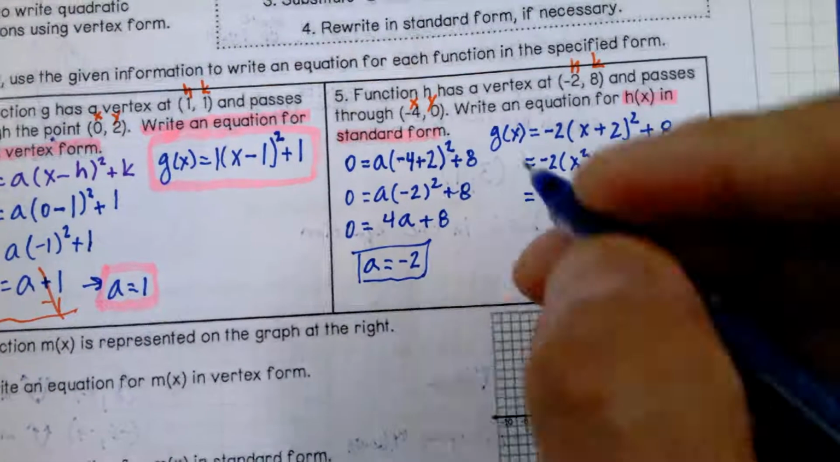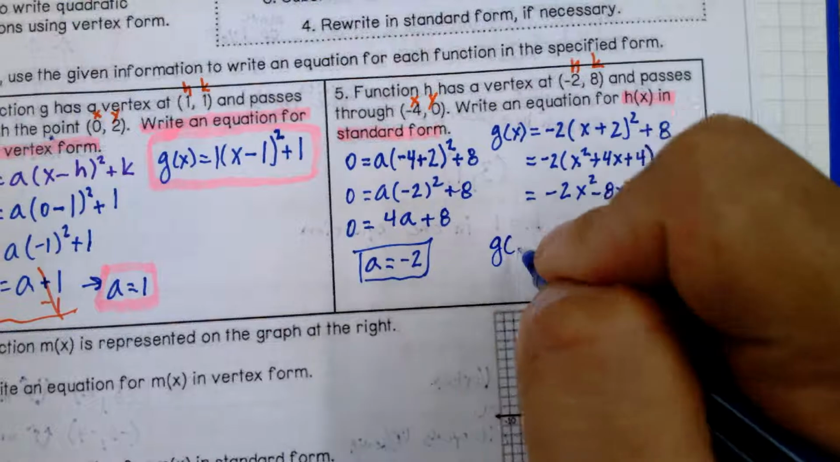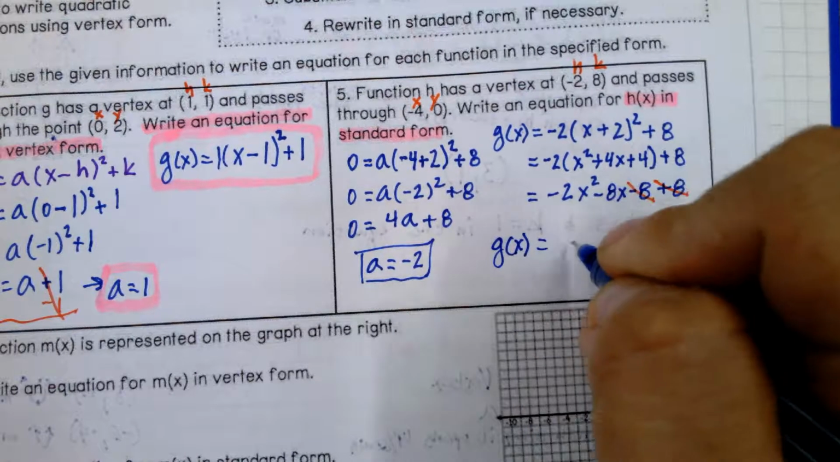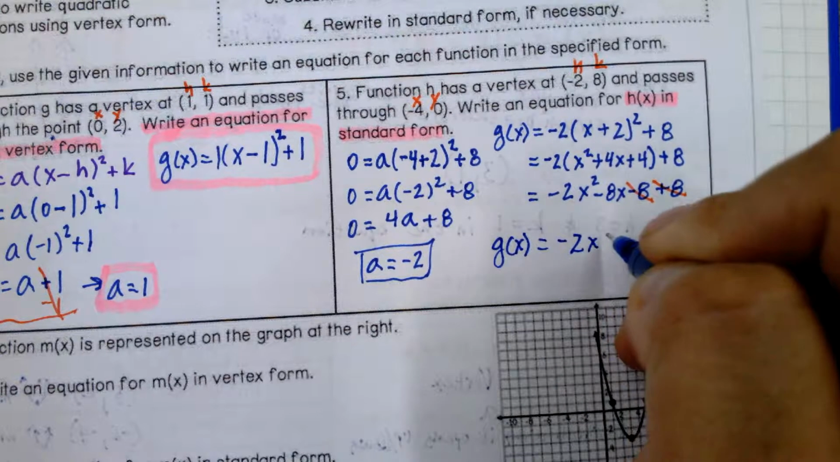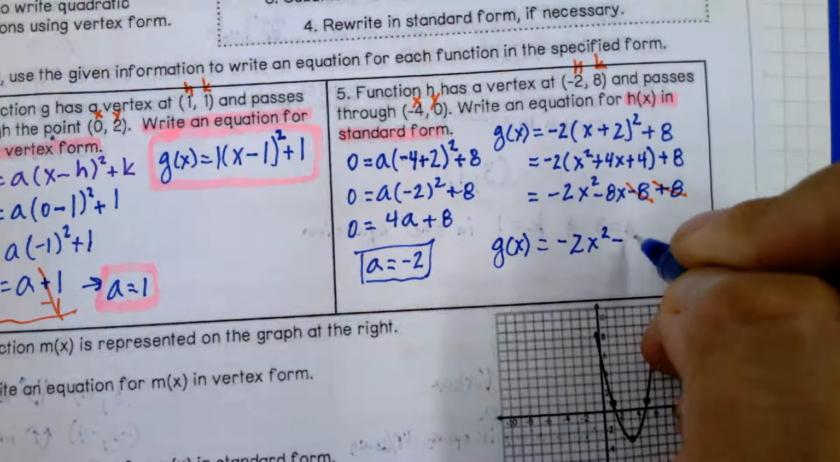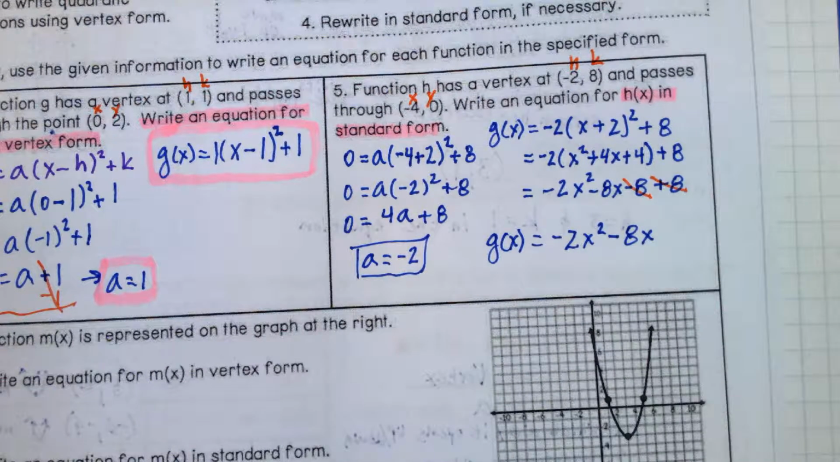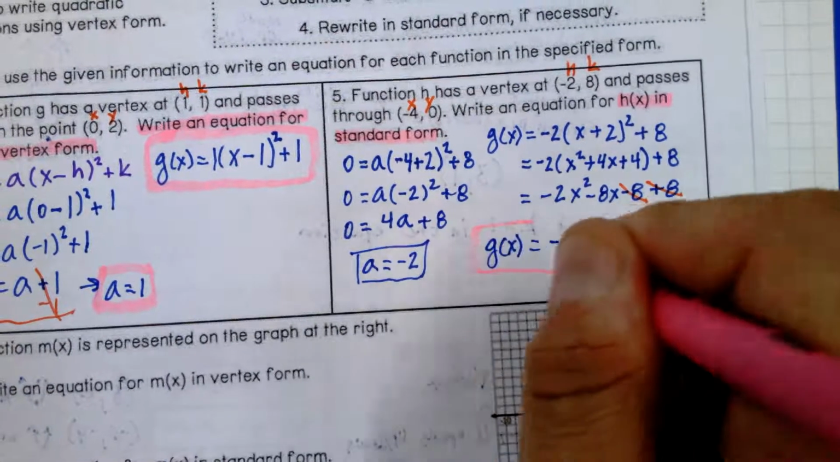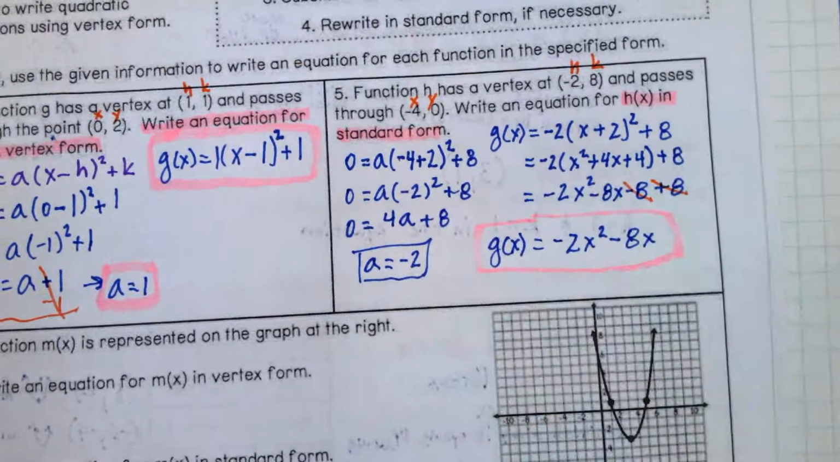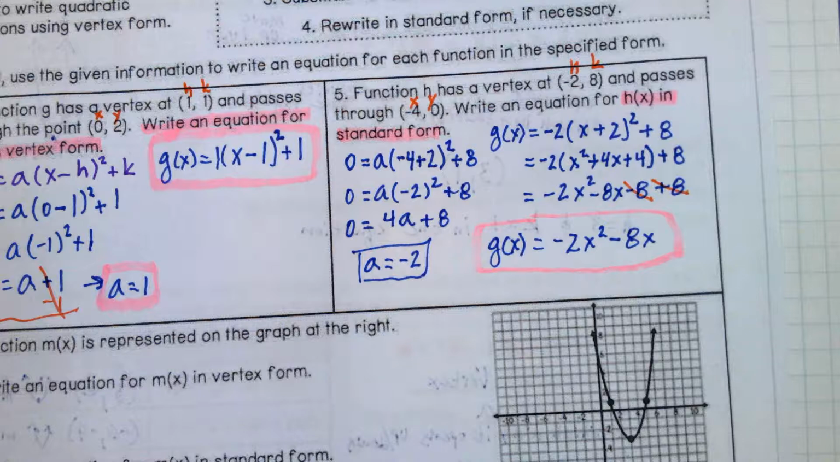So my final equation in standard form is negative 2x squared minus 8x. Okay, and this is what we want. So basically now we can write equations and we can put them in whichever form we want. Standard form or vertex form. Okay.